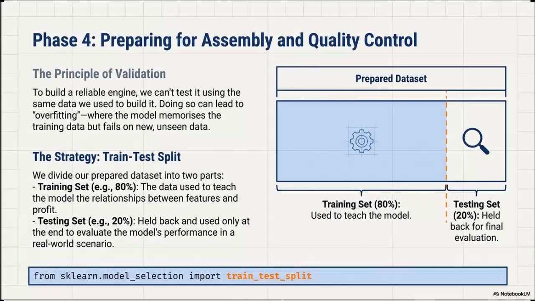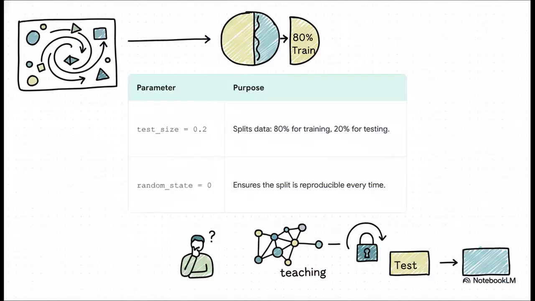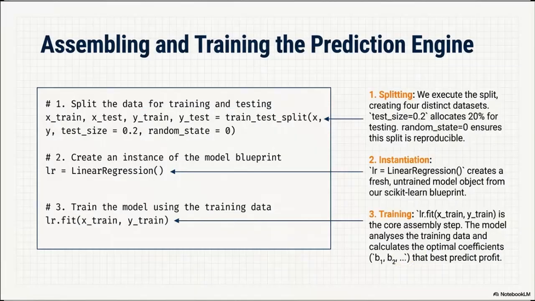First up, we import train_test_split. This function is absolutely essential. It splits our data into 2 piles, a training set, which is 80% of the data, and a testing set, which is the other 20%. Think of it like this. We use the 80% to teach the model, but we keep the other 20% hidden away for a final exam. This stops the model from just memorizing the answers, a problem we call overfitting. That random_state equals 0 just makes sure we get the exact same split every time.